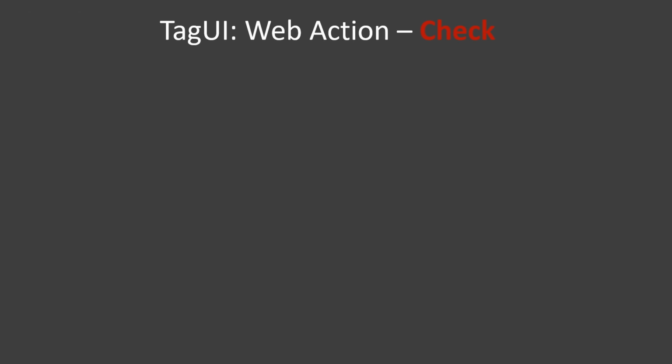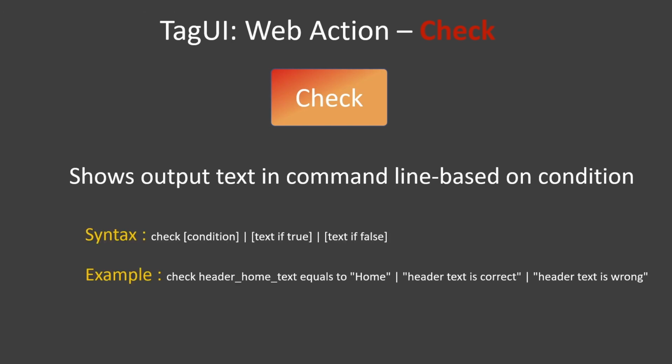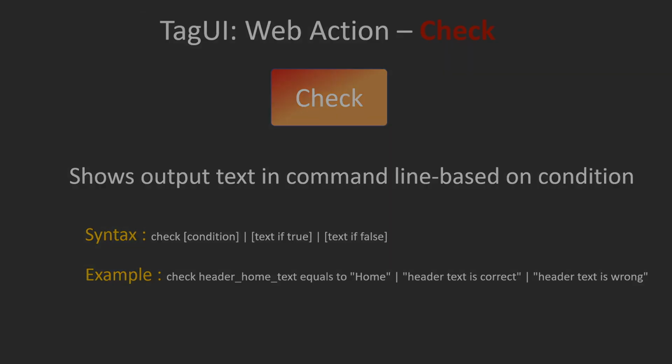In this session, we are going to see web actions check. Check shows output in a command line based on some condition. What are the conditions you specify, which is any of the conditional operators which you have. You provide that conditional operator here, and you provide what should be displayed if the condition is true, and what should be displayed if the condition is false. Let's see an example and understand it in detail.